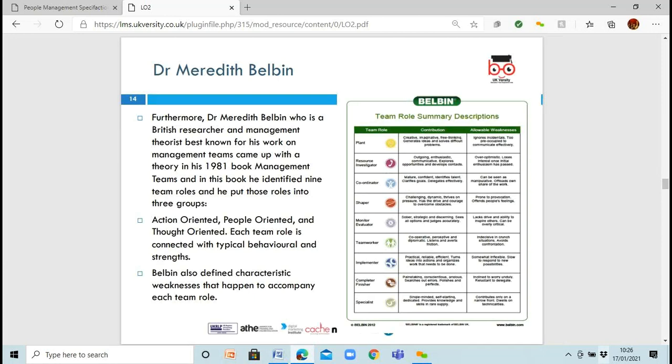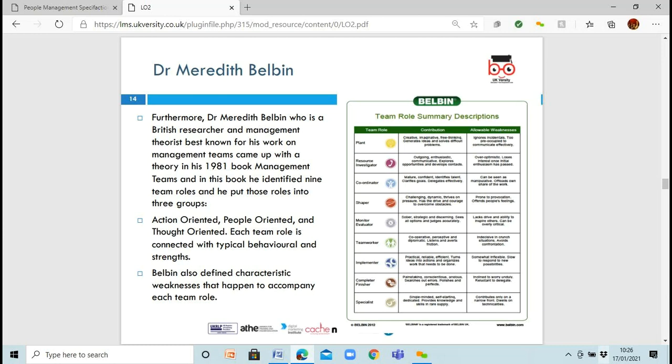So we're going to look at Dr. Meredith Belbin here, so Belbin's model. Dr. Meredith Belbin is a British researcher and management theorist. He came up with a theory about management teams, and he identified that there are actually 9 different roles within a team.